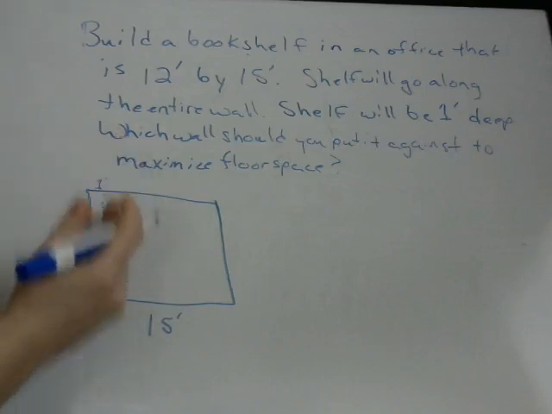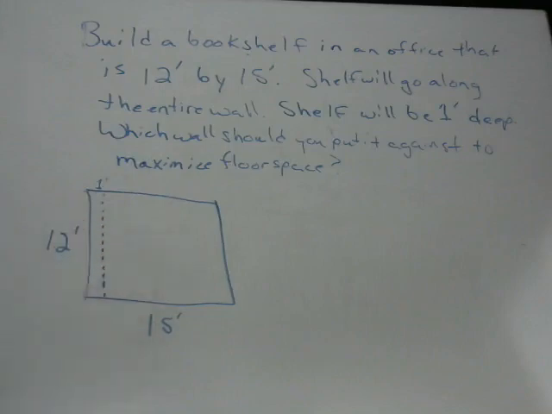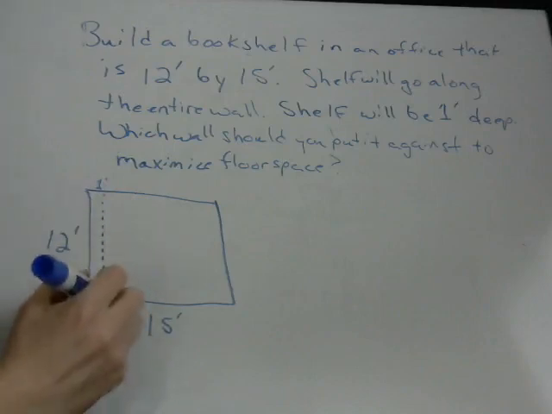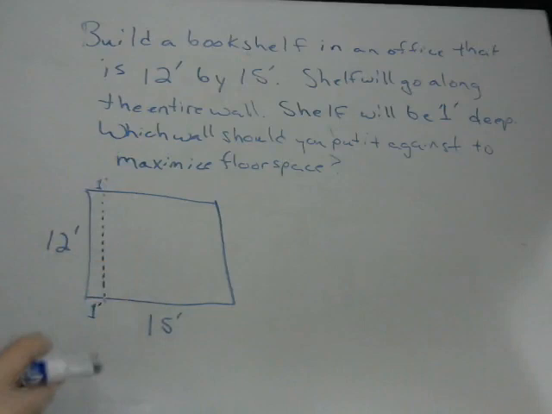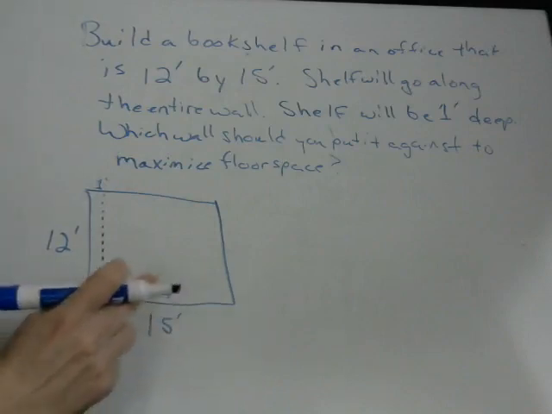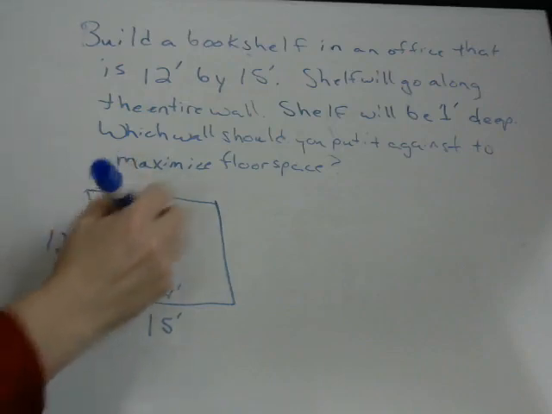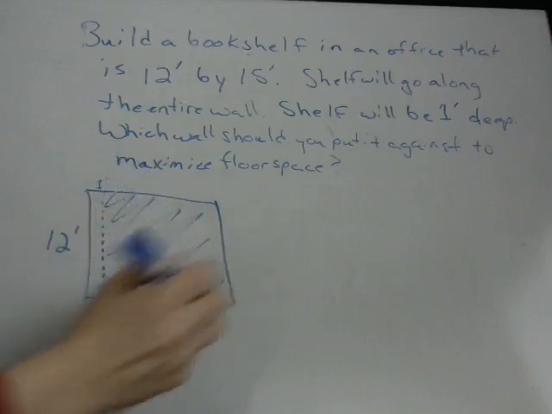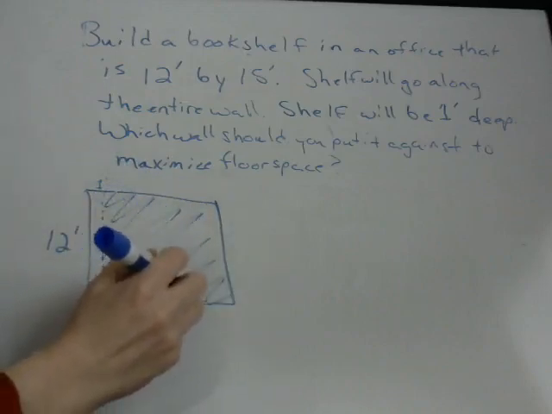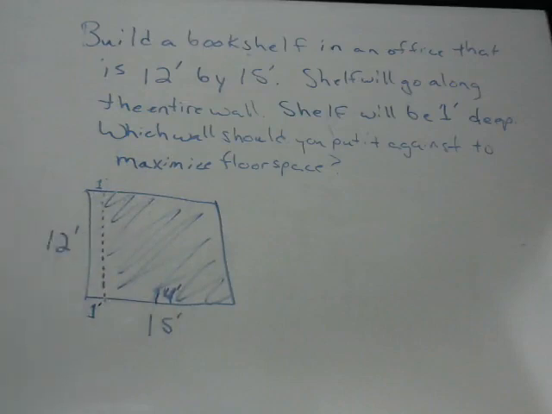So the floor space is going to be knocked off by a foot because that bookshelf is going to be there. So if we put it against the shorter wall, then we've lost 1 foot of our space here. So the remaining floor space will be 14 feet. If the whole thing is 15 feet and we've lost a foot to the bookshelf, we're left with 14 feet. So now we're really looking at this area in here. It's 14 feet in length and 12 feet in width.